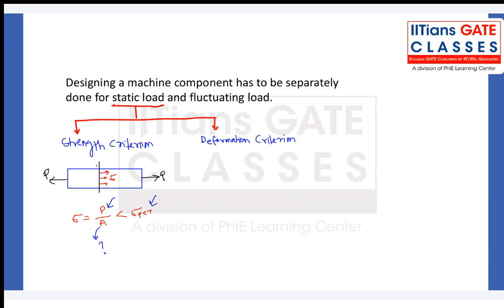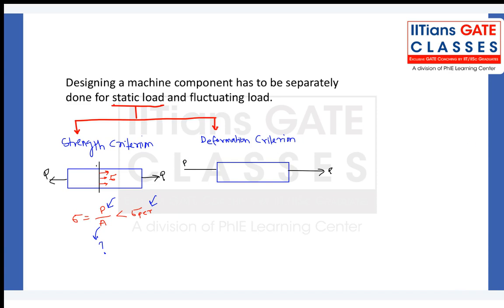Now, what is the deformation criteria? Similarly, we have the deformation criteria. Let me take the same bar, and let me say two forces P and P are being applied on this bar, the same amount of force. Because of the application of this force, definitely there will be some amount of deformation in the bar, right?